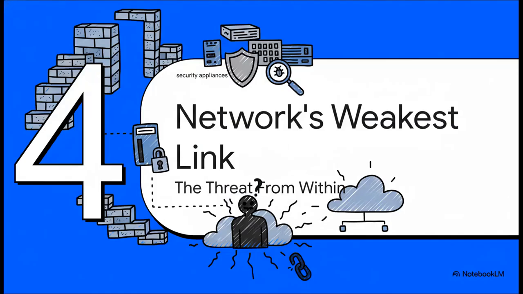Okay, moving on to Section 4, the network's weakest link. Now, this is where things get really interesting. We've built these strong walls. We have this slick keycard system. But what if the biggest threat isn't trying to break in? What if it's already inside?